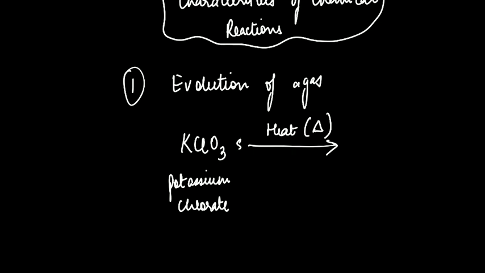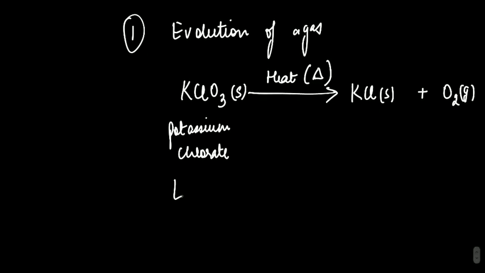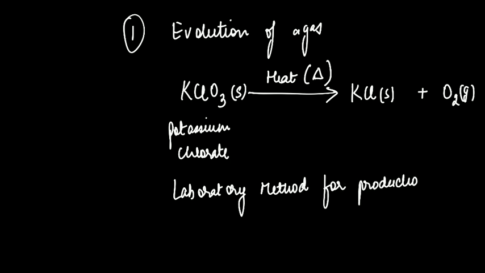So potassium chlorate is a solid, white, powdered salt. If we take it in a test tube and heat it, what products are we going to form? It's going to give potassium chloride, which is another kind of salt, and oxygen gas is going to be released. Now, this is a special reaction. This is also a very famous laboratory method for production of oxygen.